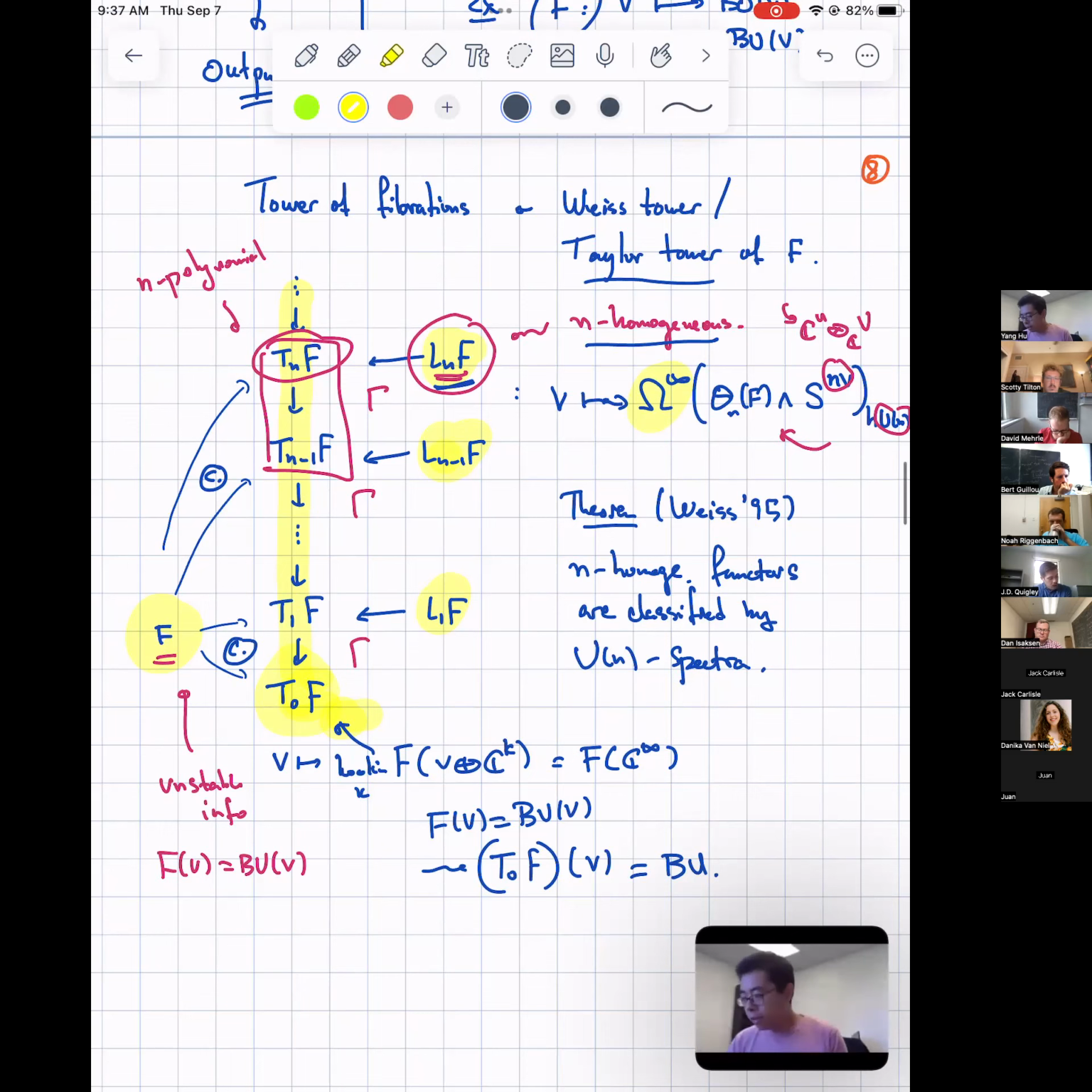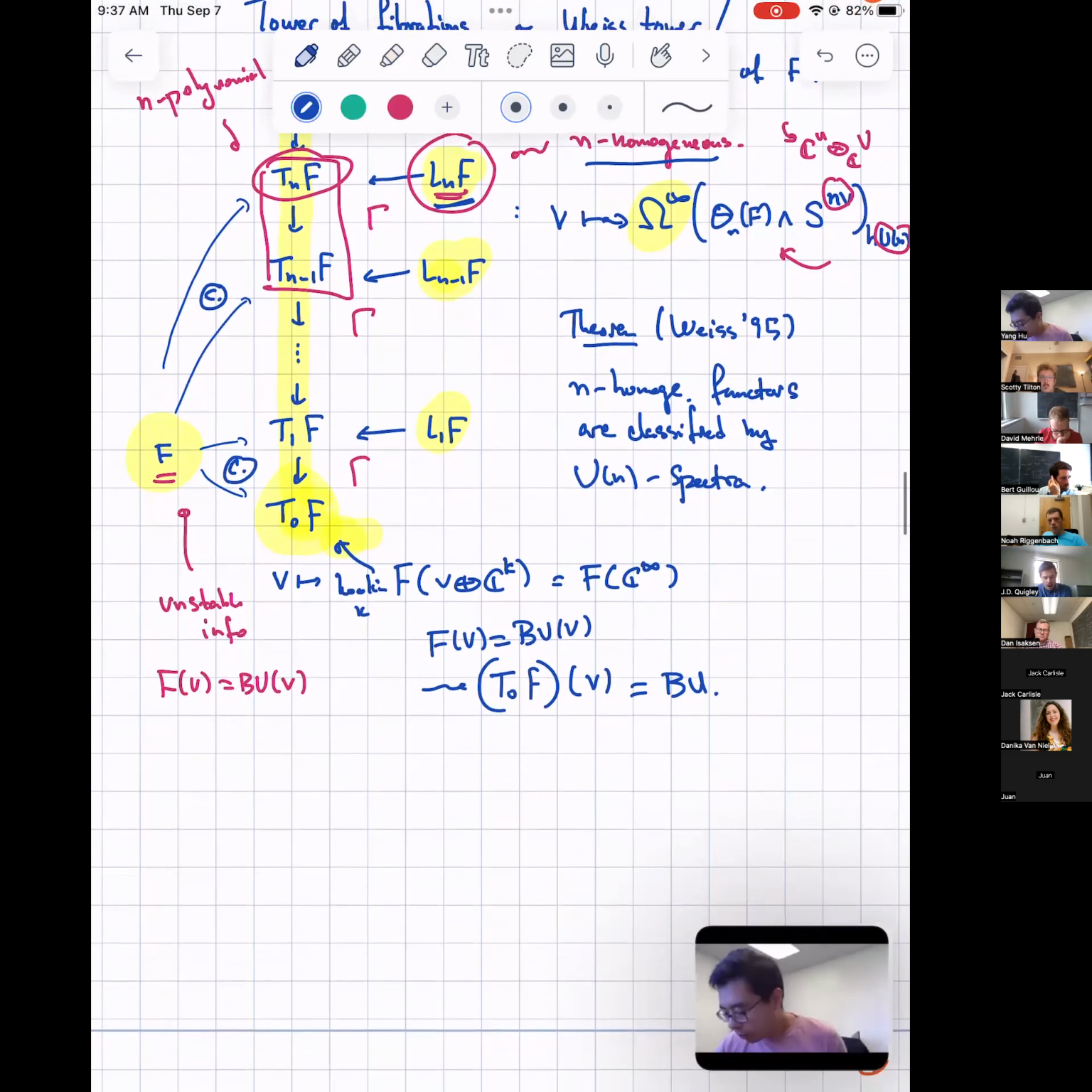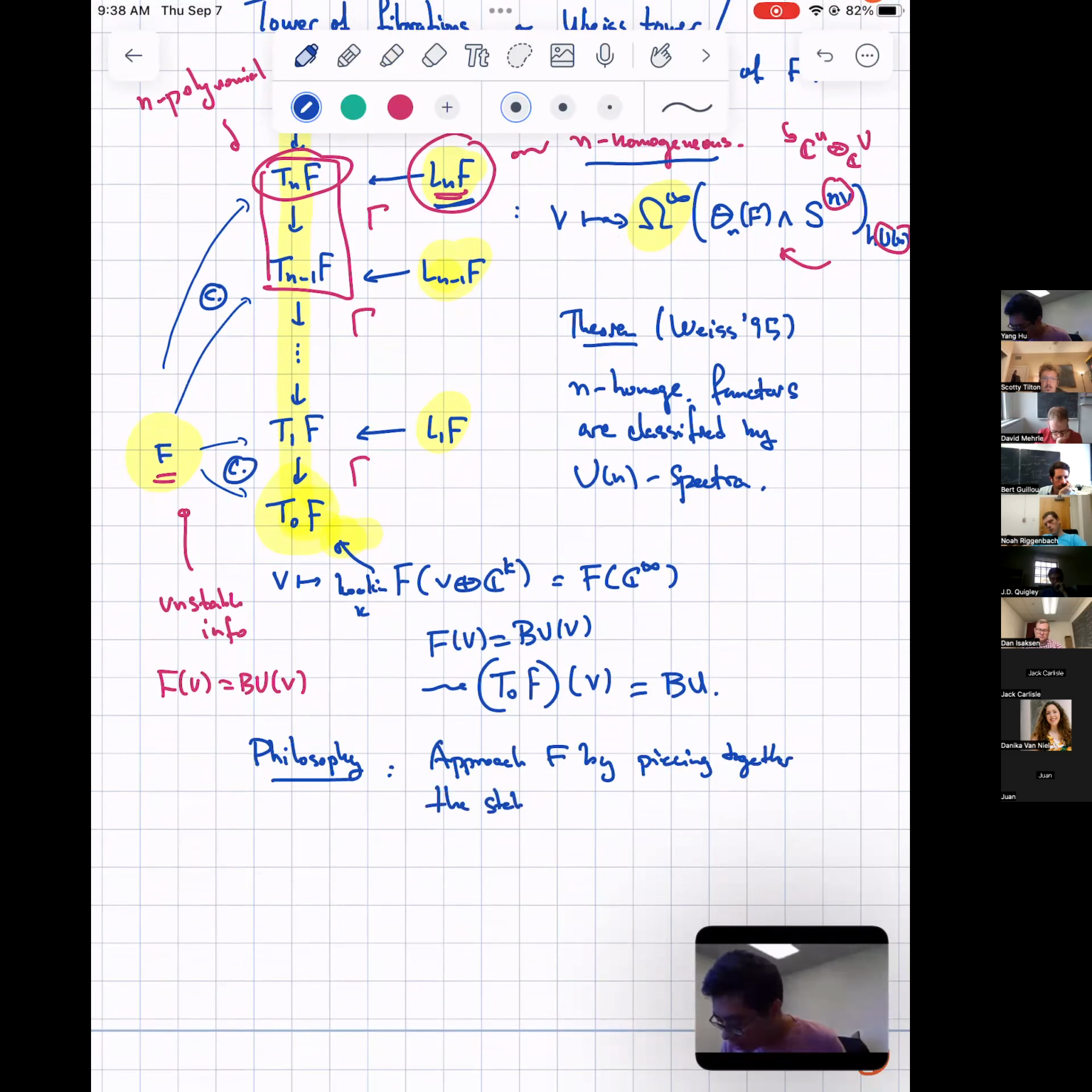So the philosophy of this game is to approach the original functor F by piecing together the stable info in the Weiss tower of F.